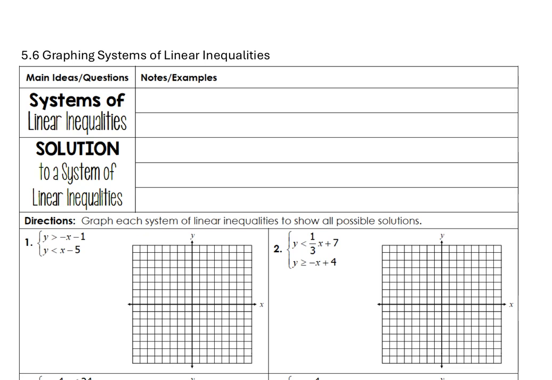Go time. So, systems of linear inequalities. Like I said before, we've talked about systems of lines, linear systems. Now this is systems of linear inequalities. So those were equations. These are inequalities, which means you're going to have two or more.